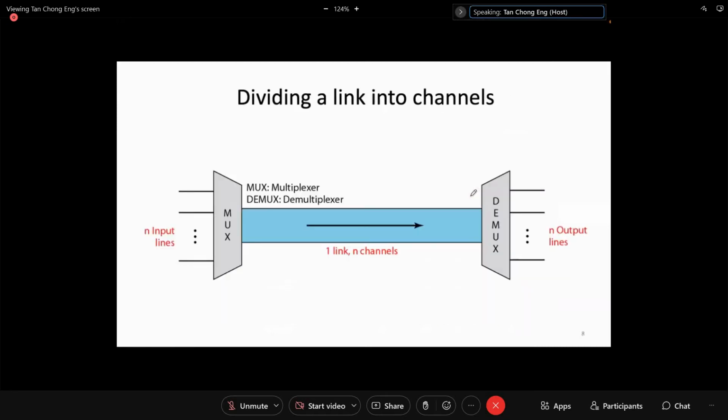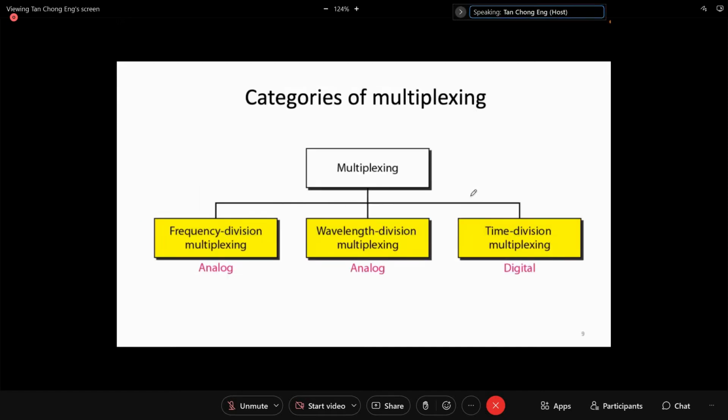So this is another diagram to illustrate the concept of multiplexing. Basically, combining multiple users onto the same physical link. But within that physical link, you may have multiple channels, with each channel for 1 user. So basically, you are multiplexing multiple channels into the signal. So these are the three different types.